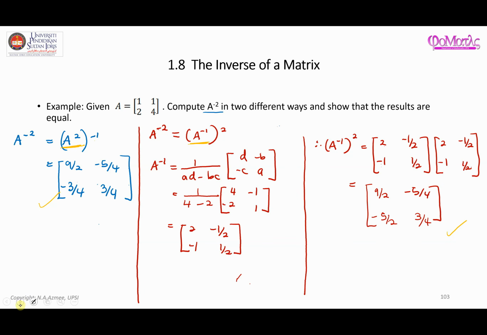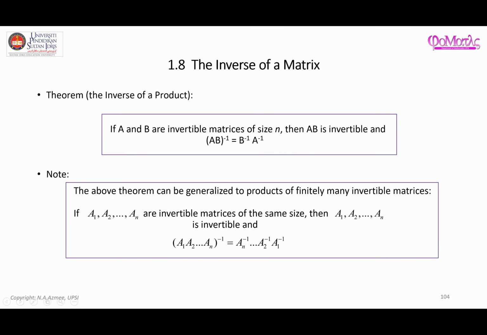Okay, next example, or next theorem. Well, if A and B are invertible matrices of size n, then AB here is invertible because it says here A is invertible, B is also invertible. Therefore, the product of these two matrices is also invertible, and we have this equation here where it says you can consider multiplying this product first and then find the inverse of the result.